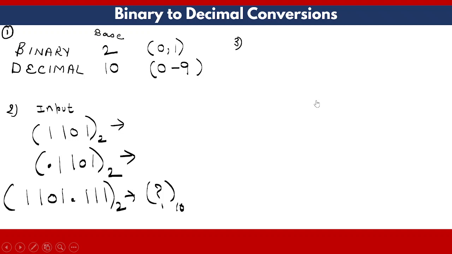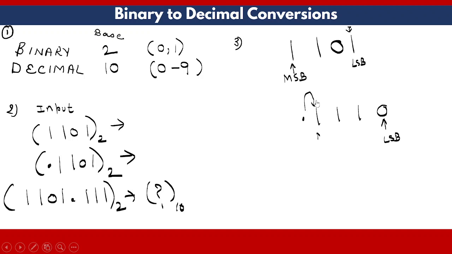Third important point, if it is a whole number, then this bit which lies on the extreme right is basically your least significant bit, and this bit on the extreme left is the most significant bit. If it is a fraction number, then this bit on the extreme right is the least significant bit, and this bit which lies just next to this binary point is the most significant bit.